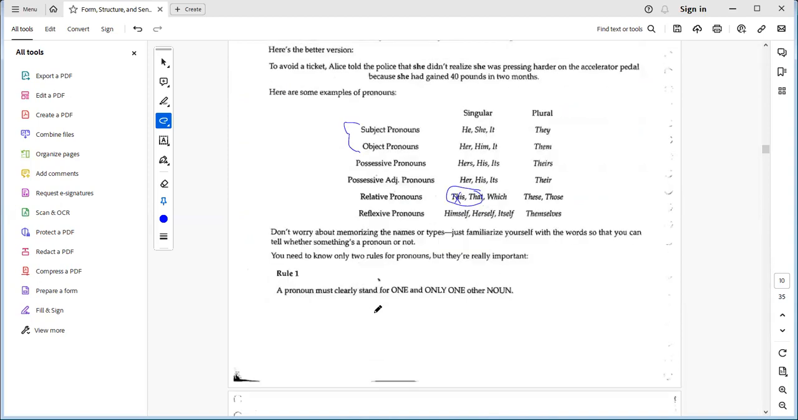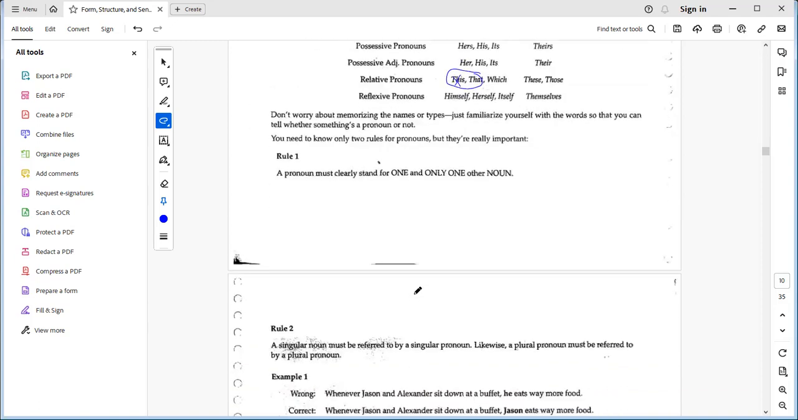Let's look at rule number 1. The pronoun must clearly stand for only one noun. Muhammad and Abdul Mateen play together. He catches the ball. Who is he, Abdul Mateen or Muhammad? So now we call it vague. So each pronoun must stand for one noun.